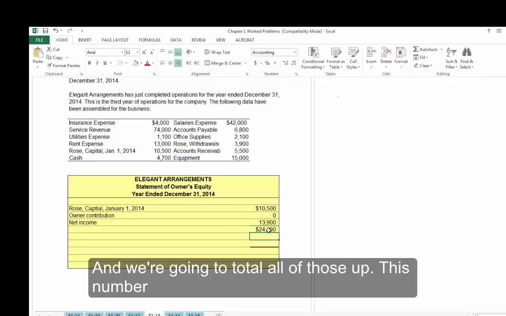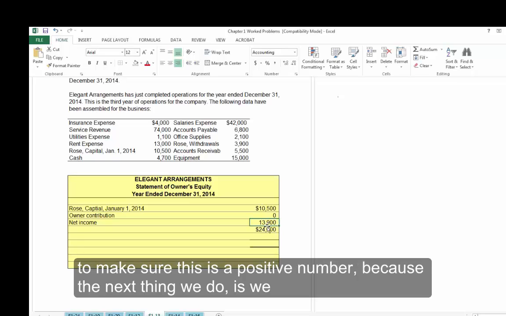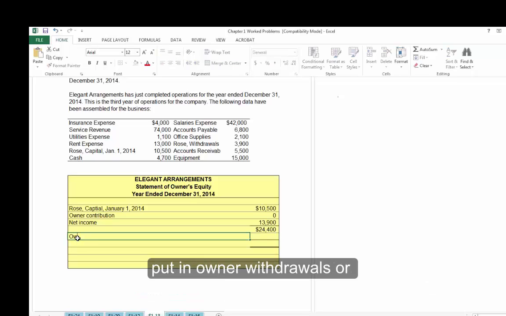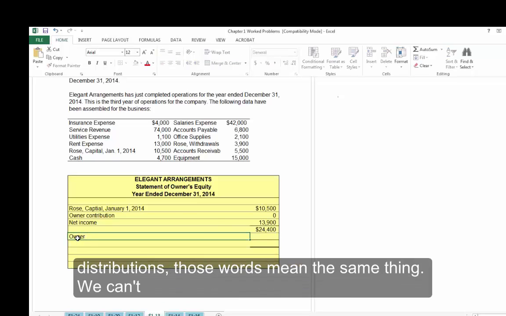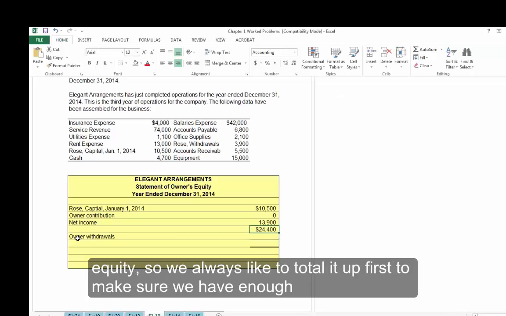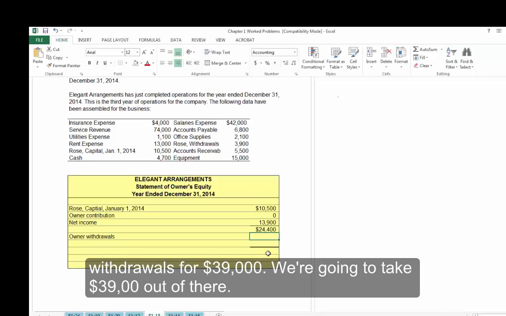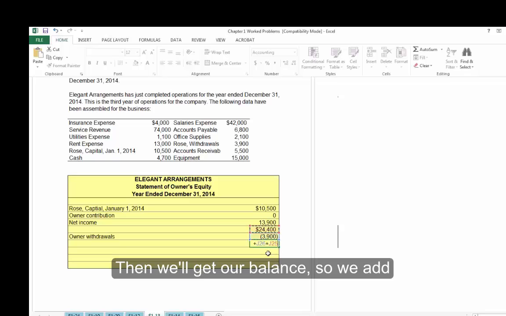All right, this number here isn't labeled. This is just something we total up to make sure this is a positive number, because the next thing we do is we put in owner withdrawals, okay, or distributions. Those words mean the same thing. So we can't have owner withdrawals if we have negative equity or don't have enough equity. So we always like to total it up first to make sure we have enough in there to take out withdrawals. So for here it says Rose withdrawals were $3,900. So we're going to take $3,900 out of there. Then we'll get our balance.